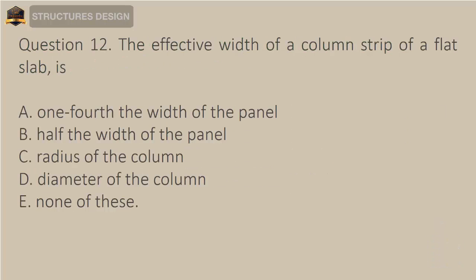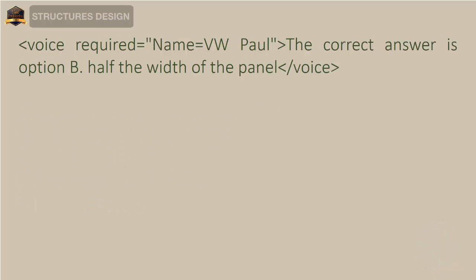Question 12. The effective width of a column strip of a flat slab is A. 1/4 the width of the panel. B. Half the width of the panel. C. Radius of the column. D. Diameter of the column. E. None of these. The correct answer is option B. Half the width of the panel.